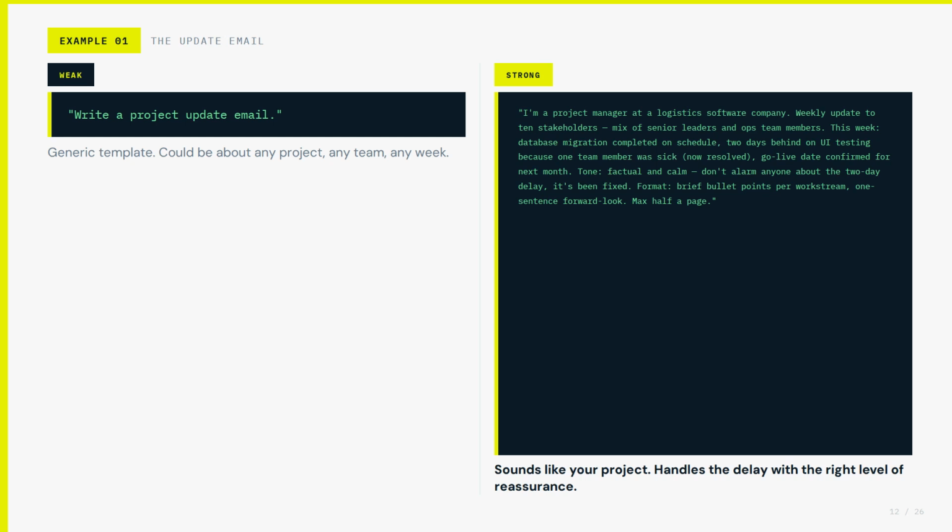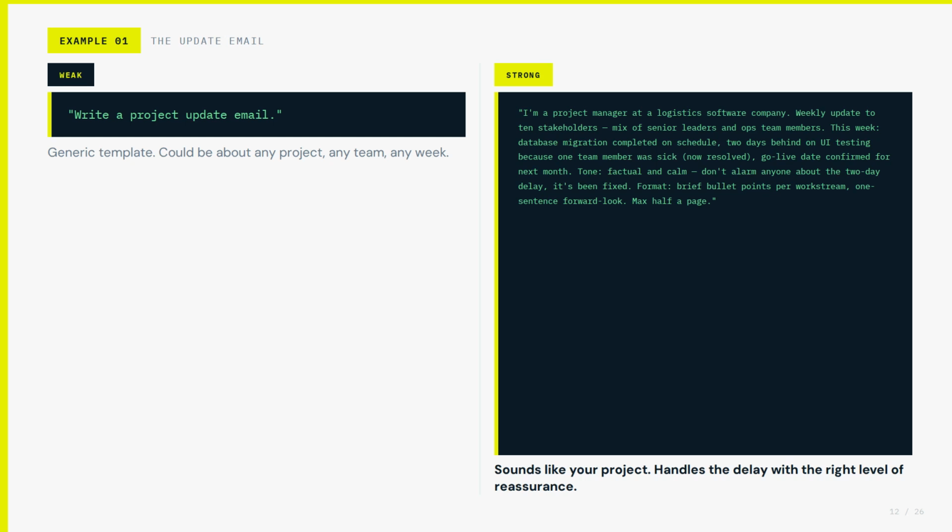Tone: factual and calm. I don't want anyone to panic about the 2-day delay. It's already been resolved. Format: brief bullet points for each workstream, then a 1-sentence forward look. Maximum half a page. What changes? The weak description produces a generic update template. The strong description produces an update that sounds like it came from your project, covers the specific things that happened this week, handles the delay with the right level of reassurance, and fits the format your stakeholders expect.